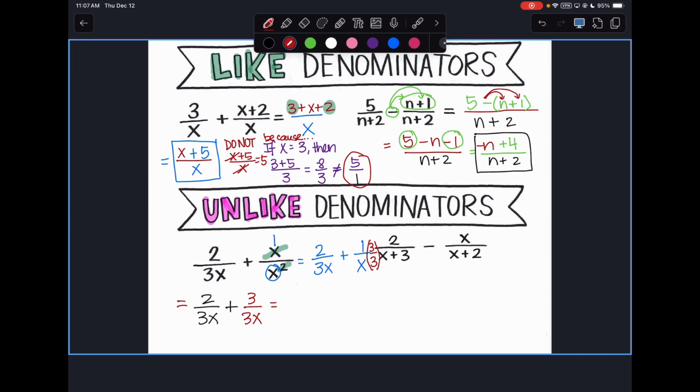Whoever's headphone is playing really loud music, let's turn it down or off rather. That should be 2 plus 3 over 3x, making this 5 over 3x.